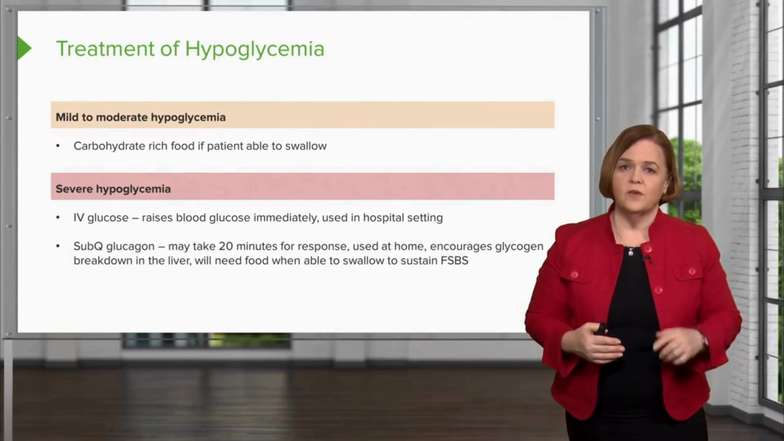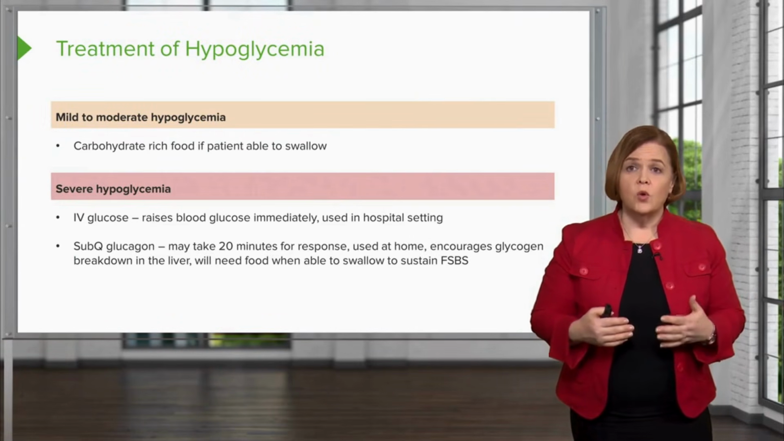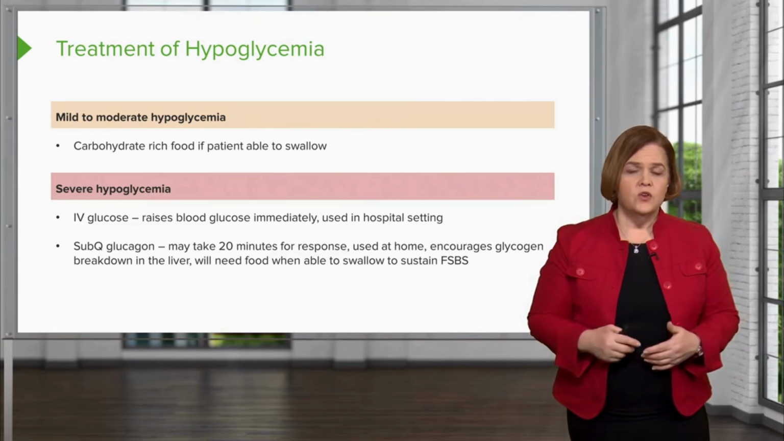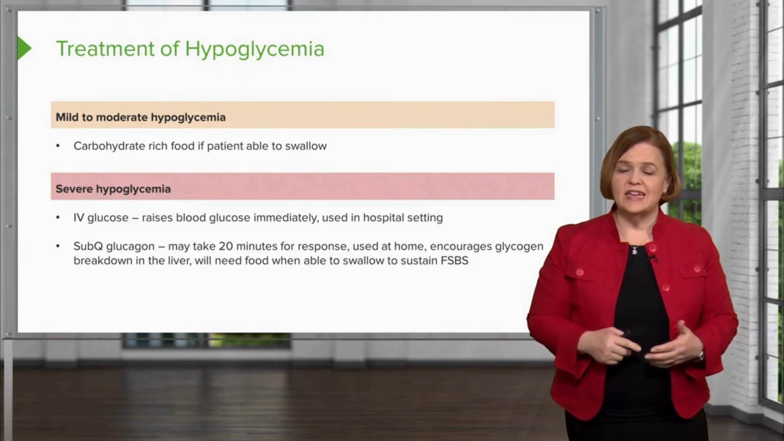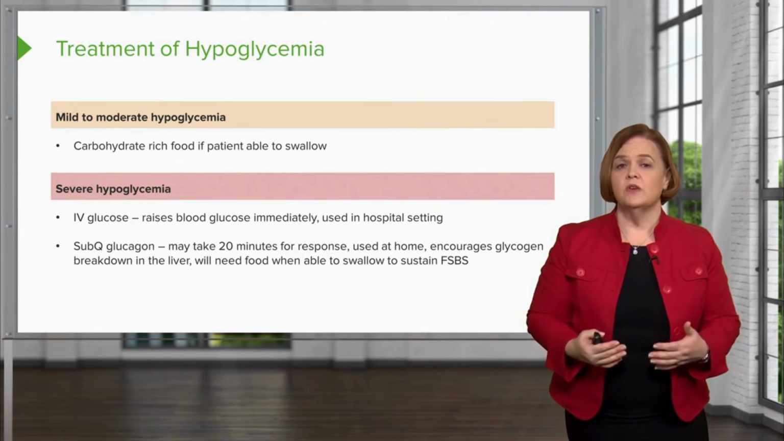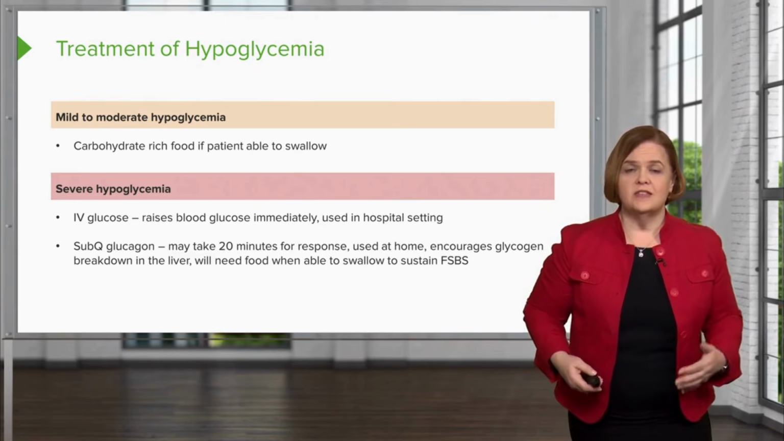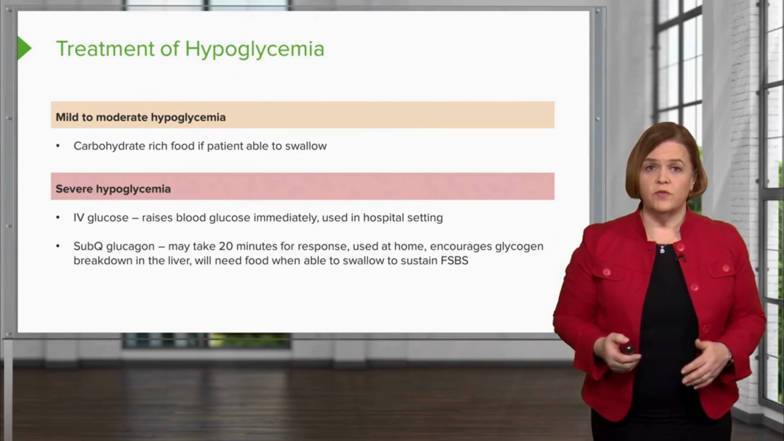Here's the note though. Glucagon will only work best if the patient has stored glycogen. So if they're in a severely malnourished state, this really isn't going to help you. You've got to make sure that liver has some stored energy in it, otherwise the sub-Q glucagon won't be helpful.